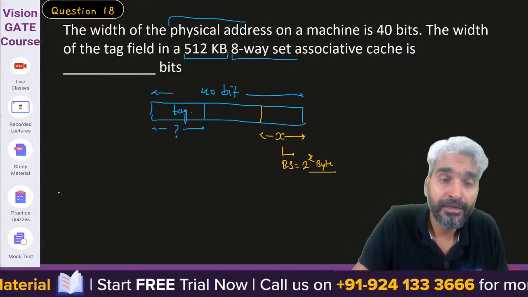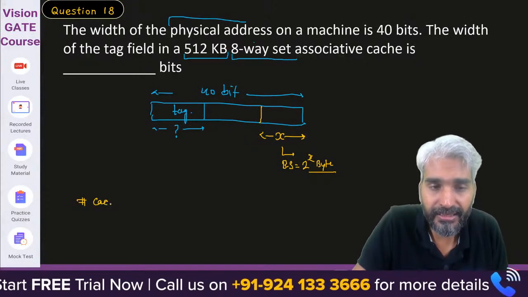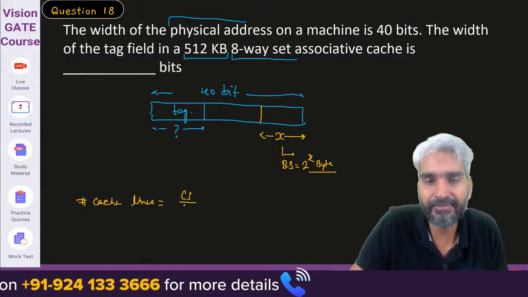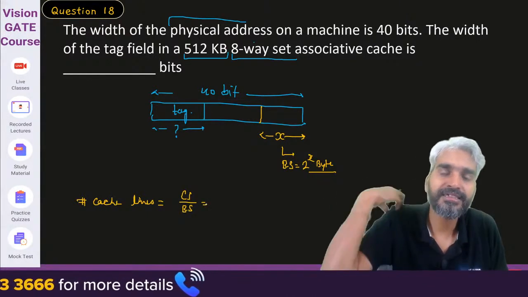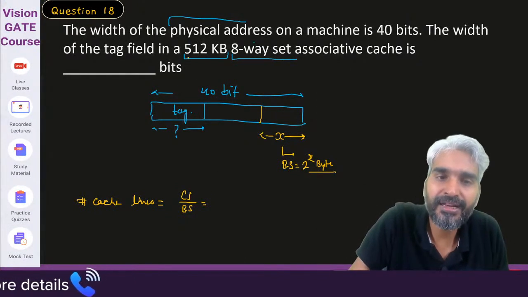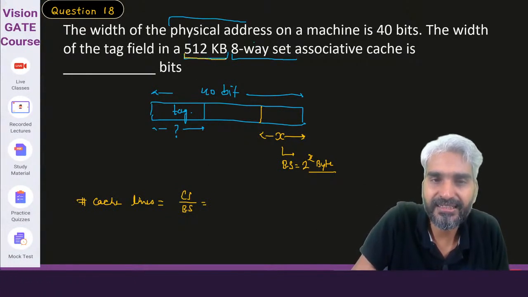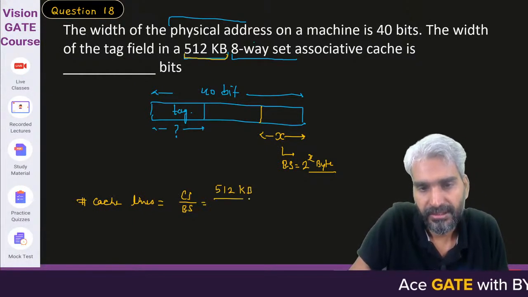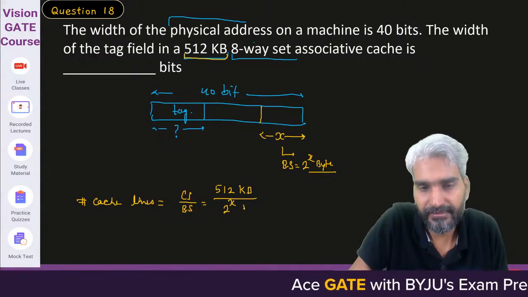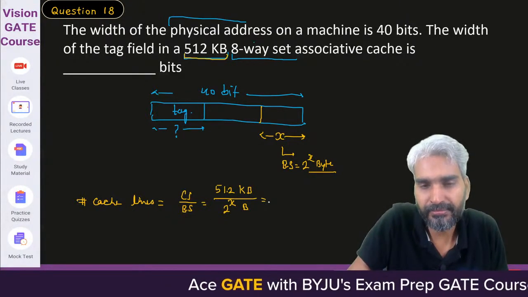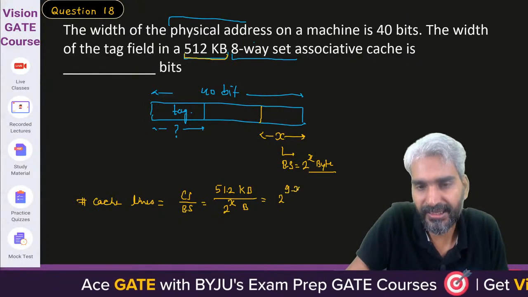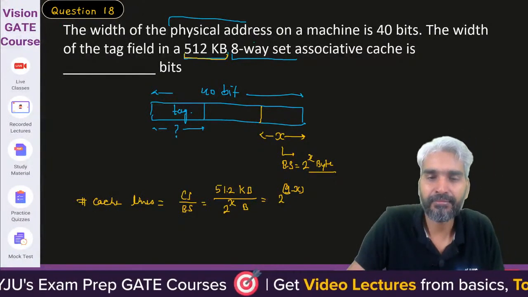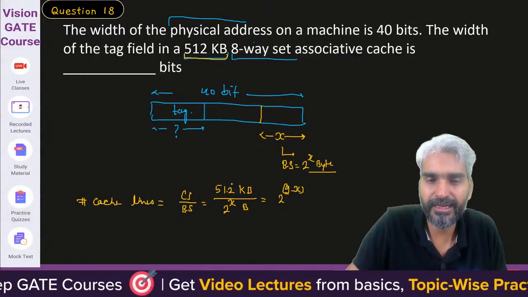If this is the scenario, then what do we know? Number of cache lines will be how many? Number of cache lines will be cache size divided by block size. So what is the cache size? The cache size is 512 kilobytes, and the block size is 2 raised to the power X bytes. So this will eventually be 2 raised to the power 9 minus X as the number of cache lines. I hope you understand this. This is nothing but cache size divided by block size.